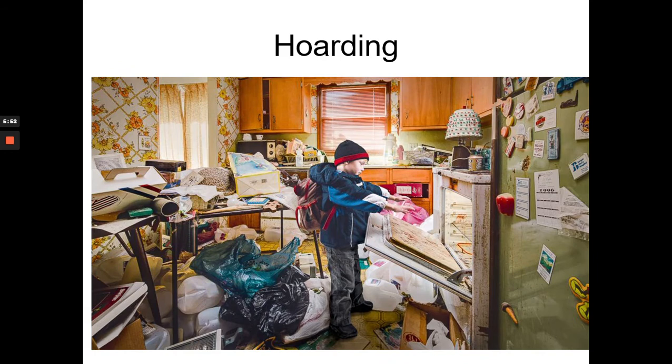Hoarding. There's a show called Hoarders on YouTube. Look it up. You watch 20 minutes of one, you've seen them all. But hoarders have an obsession with keeping things, and their compulsion is to never throw things away. Sometimes they dig in the garbage and bring stuff home, and they just won't throw things away.